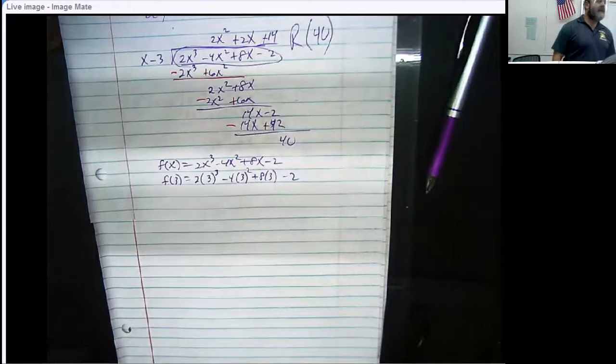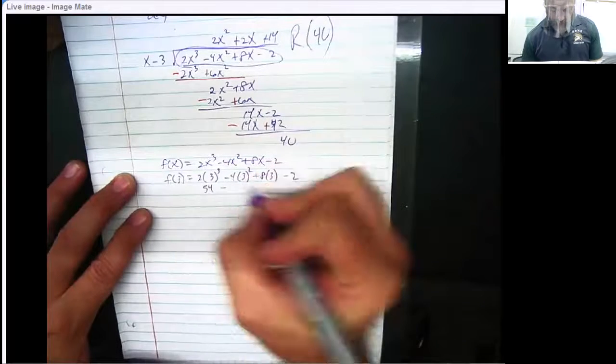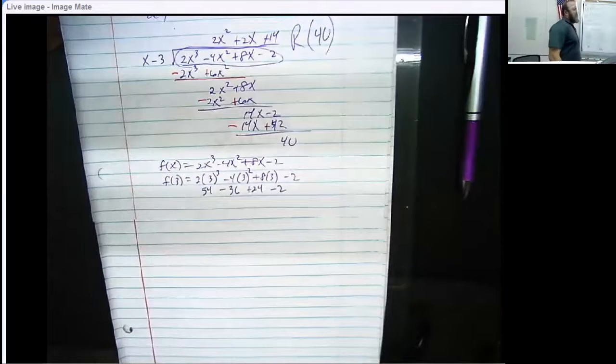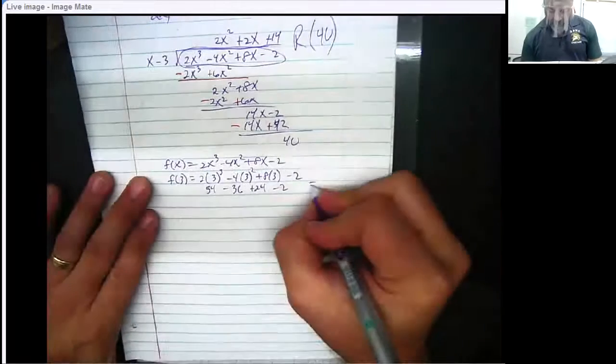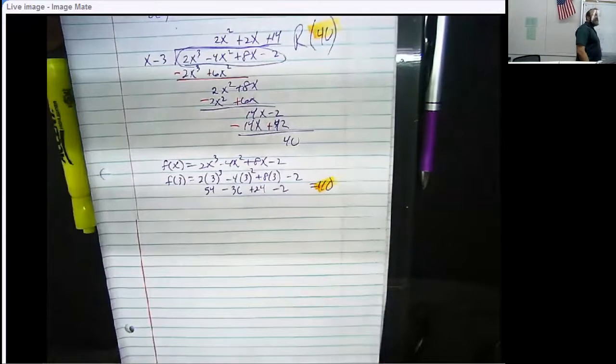And yeah, if you need to use a calculator, that's perfectly legit. I got 54 from the front chunk. What'd you get on the second one? And then a 24 and a minus 2. And it just looks like a bunch of stuff, doesn't it? Nothing magical yet. What do you get when you put it all together? What was it? 40. Is that a coincidence? It's not.